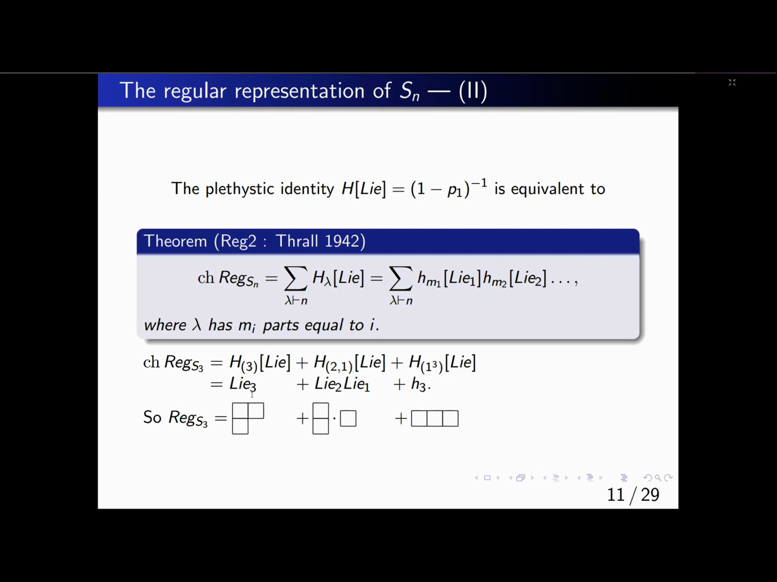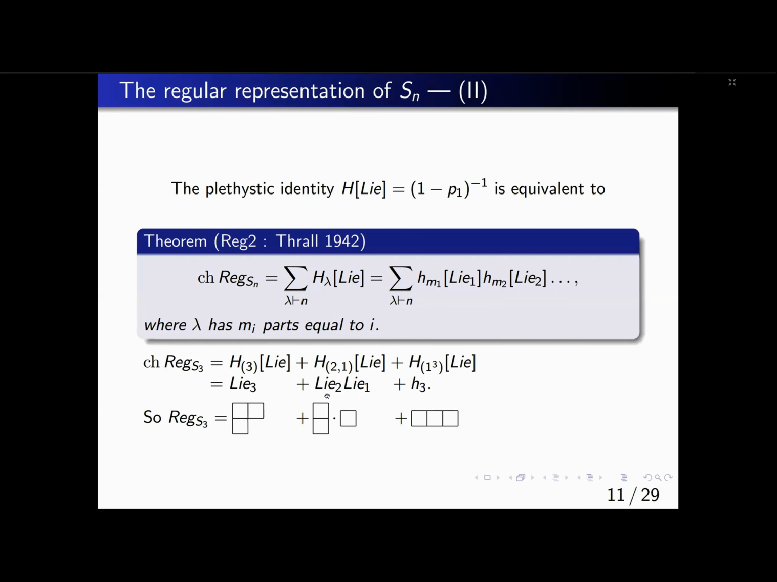So it decomposes like this. This first one is Lie 3, which actually happens to be an irreducible here. It's the irreducible indexed by 2 and 1. The second one is a product, and this is the induction product. So it's a column times a single box. And the third one is just the trivial representation.